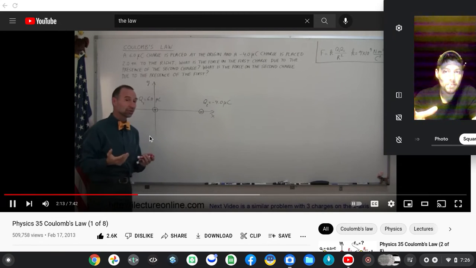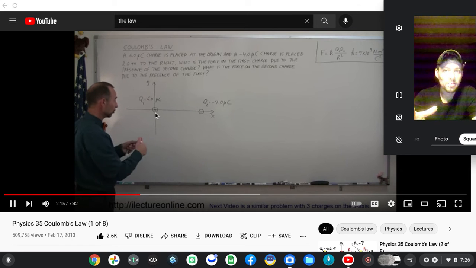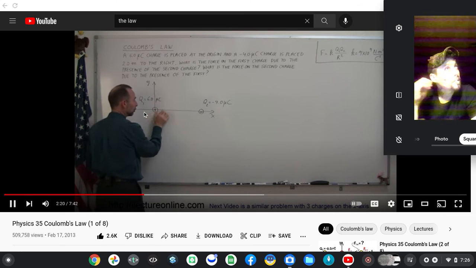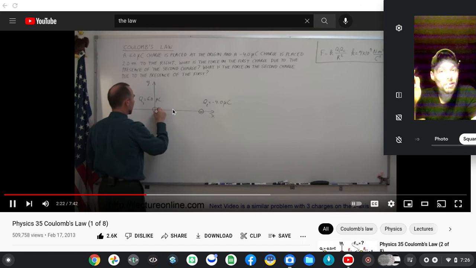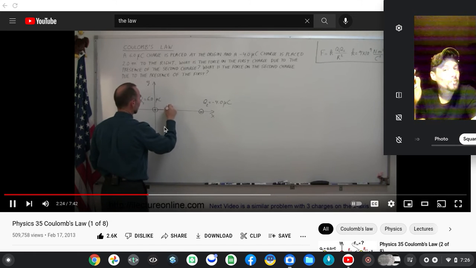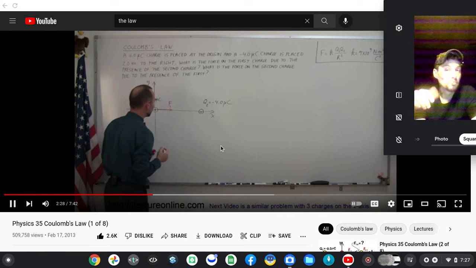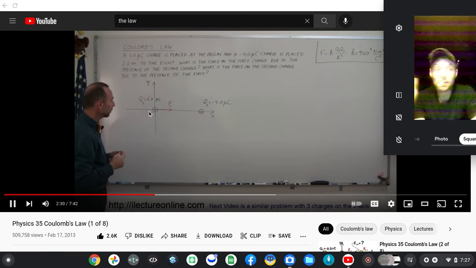Now, they're opposite charges, and we know that opposite charges attract. That means this charge is being pulled toward the negative charge, so we can draw the vector this way. Let's call this F on 1, the force on charge 1.